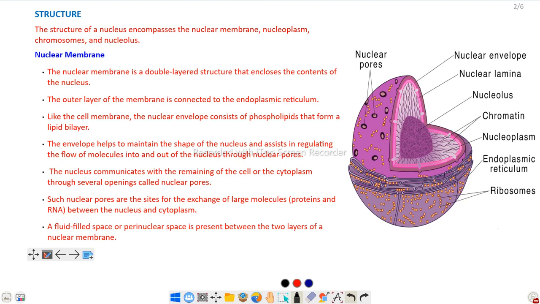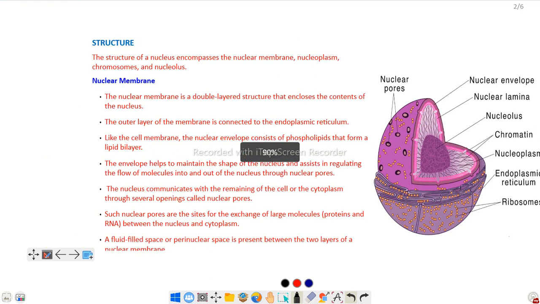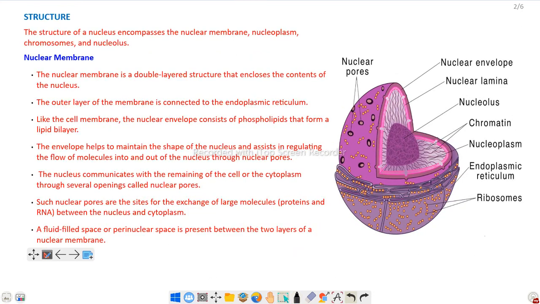Structurally, the nucleus encompasses the nuclear envelope or nuclear membrane, nucleoplasm, chromosomes and nucleolus. So, let us discuss them one by one. First is the nuclear membrane or envelope. The nuclear membrane is a double layer structure that encloses the content of the nucleus. Here is the nuclear envelope, and it is a double bound membrane.